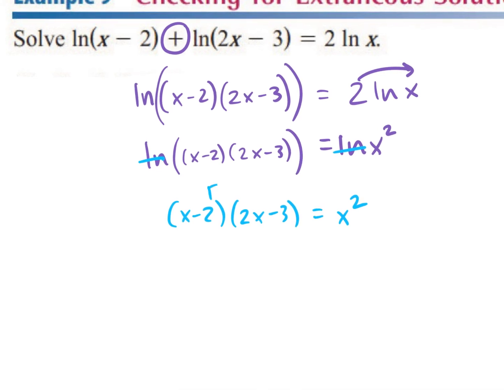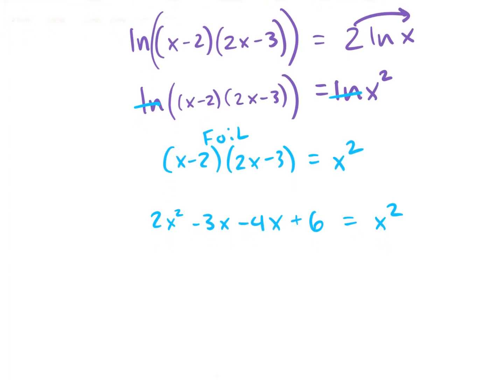I have to FOIL, awesome. So I need to multiply out that left side in order to solve for x. So I'm going to FOIL. So this would be 2x squared minus 3x minus 4x plus 6 is equal to x squared. What's next? Combine like terms, and I can move that x squared to the other side. So I get x squared minus 7x plus 6 is equal to 0.